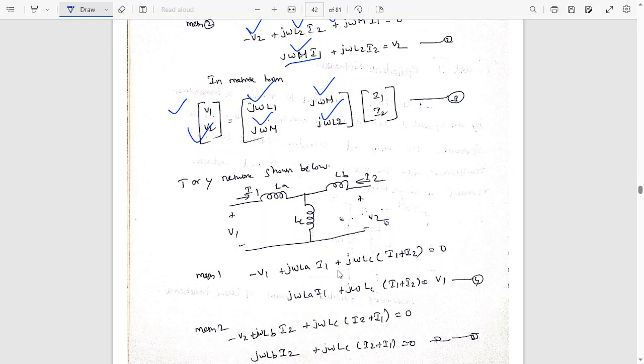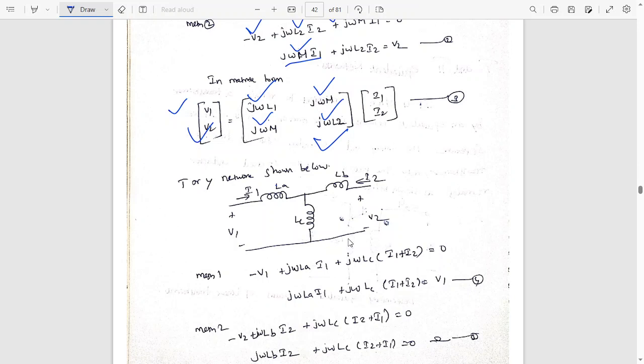So in order to do that, I need to write in a matrix form of this T network in the similar way. Then only I can compare the two matrices and represent what is LA in terms of L1 and M, what is LB in terms of L1, L2 and M, and what is LC in terms of L1, L2 and M. Okay, so I need to equate. I need to write the equivalent values so that I can draw the T equivalent network.